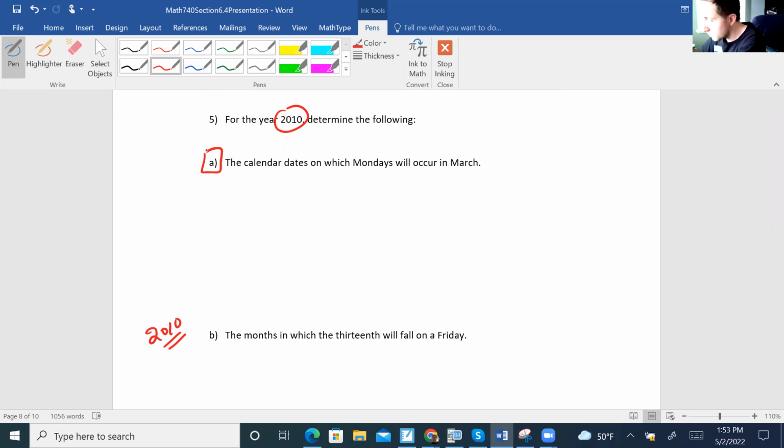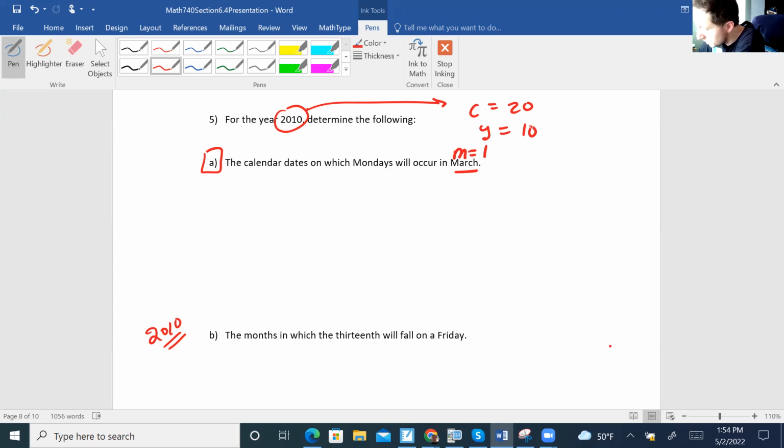So it says for the year 2010, so we're looking at C equals 20, and let's see what Y is going to be based on the month that they tell us. It says, what calendar dates did Mondays occur? The calendar dates on which Mondays will occur in March. So since I'm dealing with M equals 1, I know I can let my year still be 2010. I don't have to think about it as 2009, since that's the start of the new year.